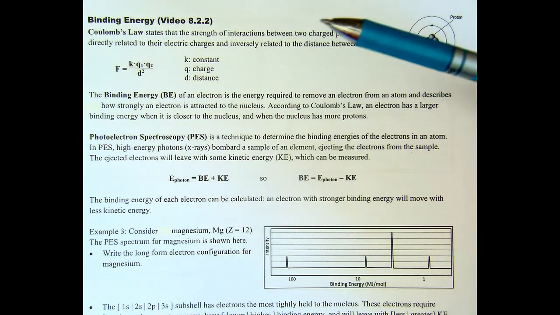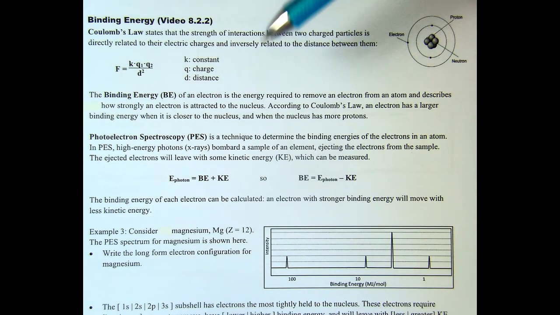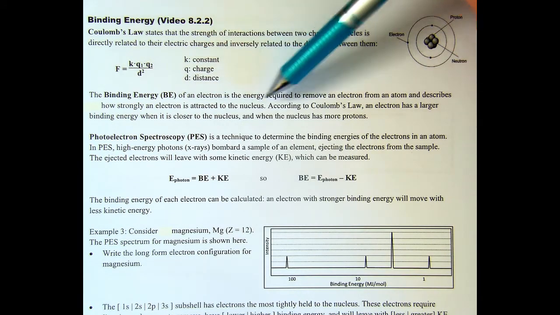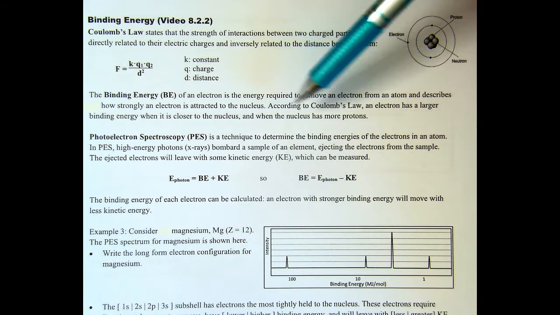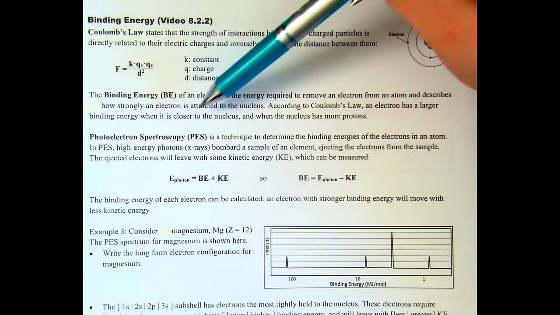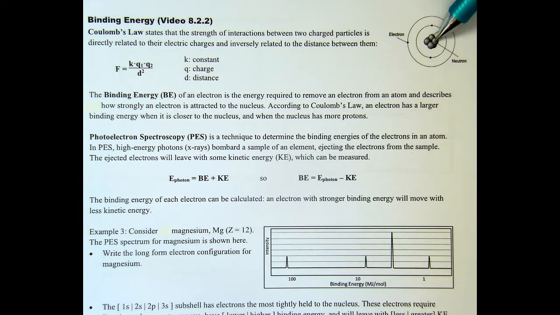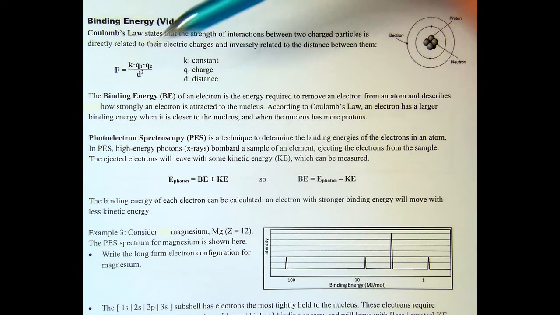Now, the binding energy of an electron is the energy required to remove an electron from an atom, and it describes how strongly an electron is attracted to the nucleus. According to Coulomb's law, an electron has a larger binding energy when it's closer to the nucleus, because the nucleus is positive and electrons are negative. The closer they are, as Q1 and Q2, the more attraction there is.